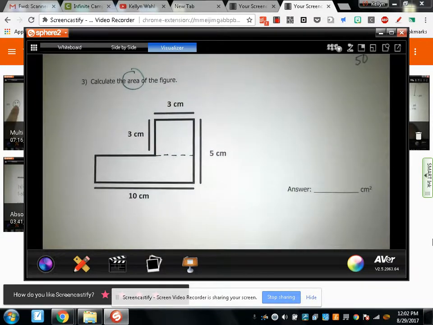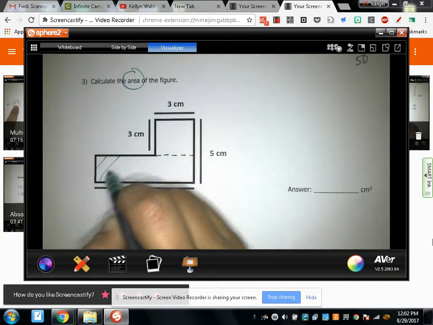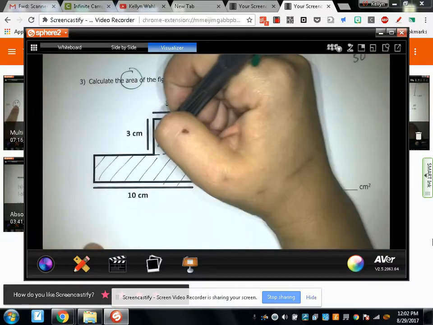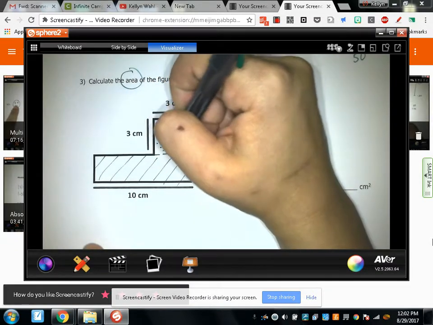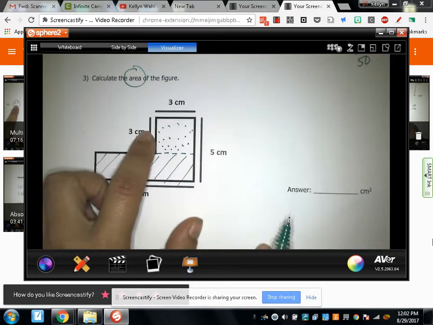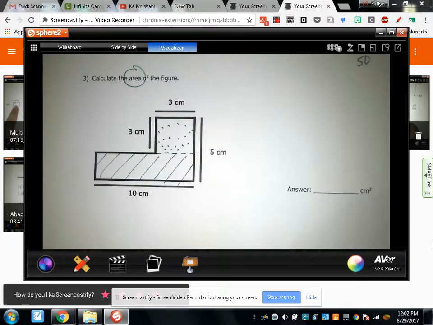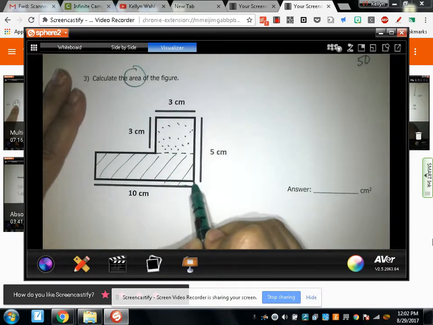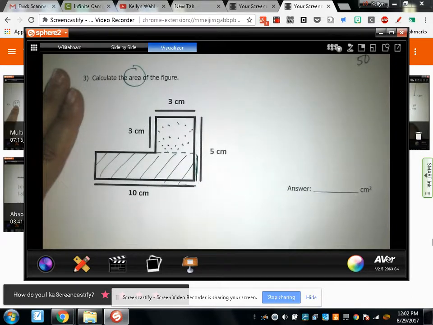What shapes do I recognize? Well, this shape right here I recognize right away as being a rectangle. And this shape over here, it's a rectangle, but actually more specifically, it's a square. So let's identify all the sides here. If this is 10, what would this side of the rectangle be?